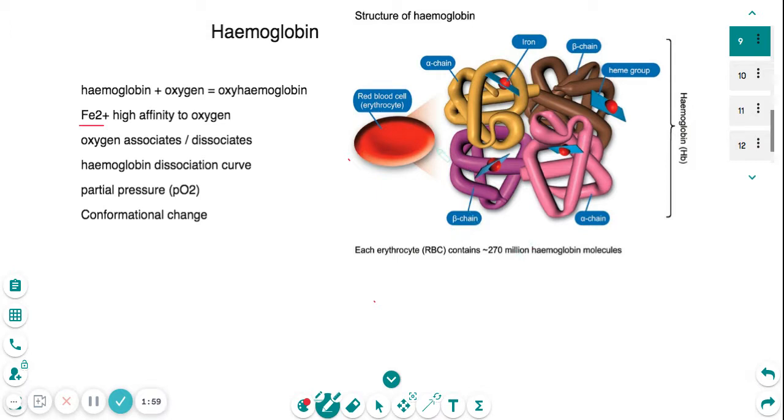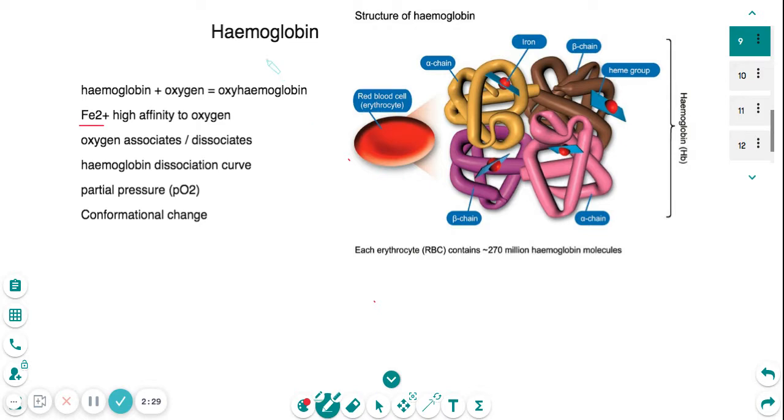So this blood cell carries millions, or over 250 million haemoglobin molecules, and each haemoglobin molecule can carry 4 oxygens. So you can see how one blood cell could carry around 10 million oxygens just by itself. A really efficient way of carrying oxygen in just one blood cell.